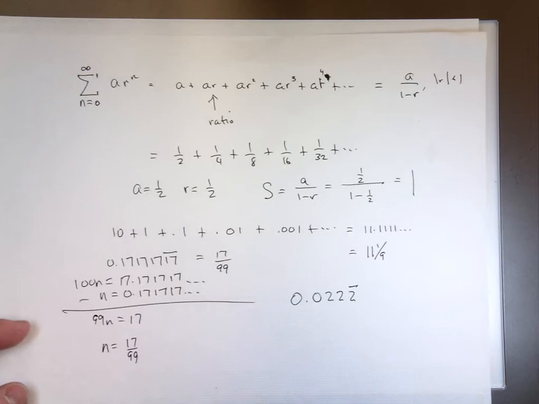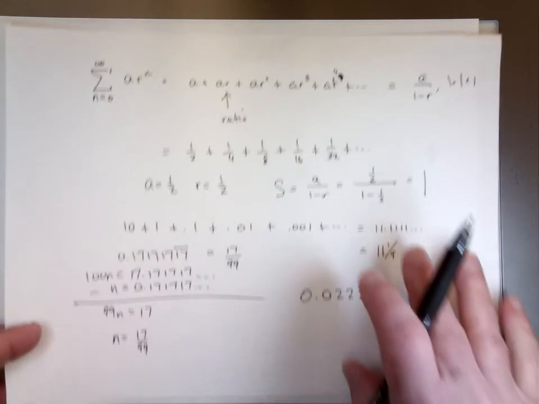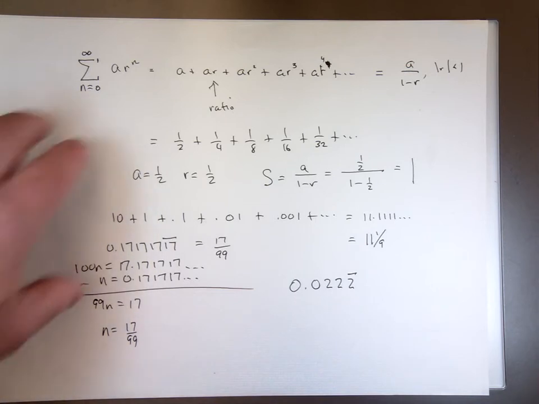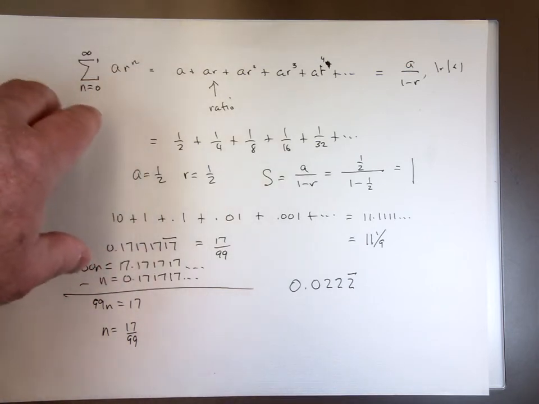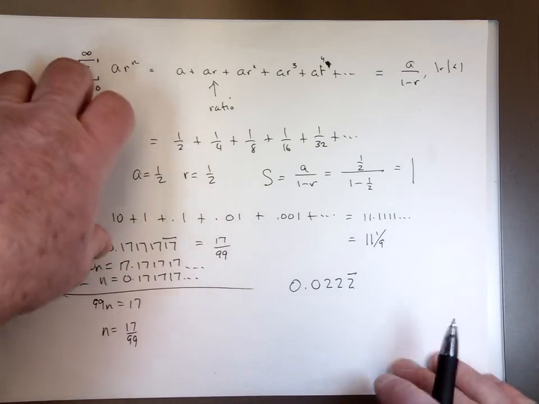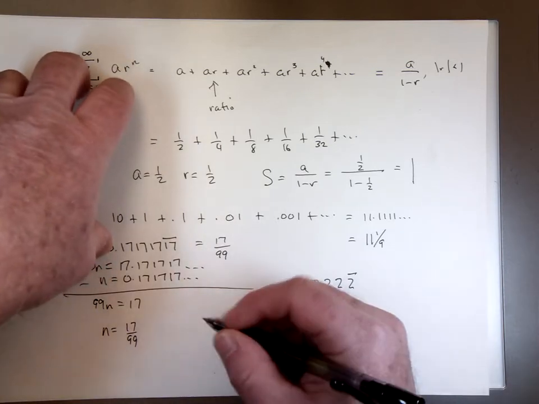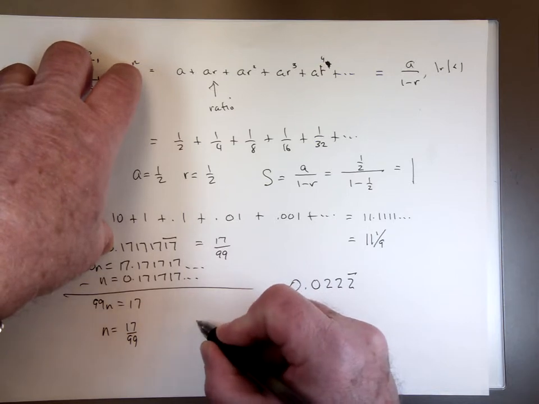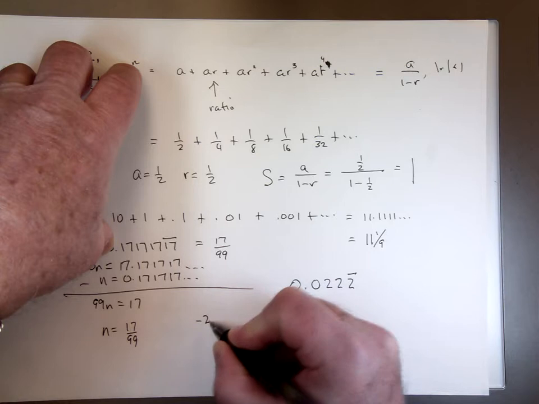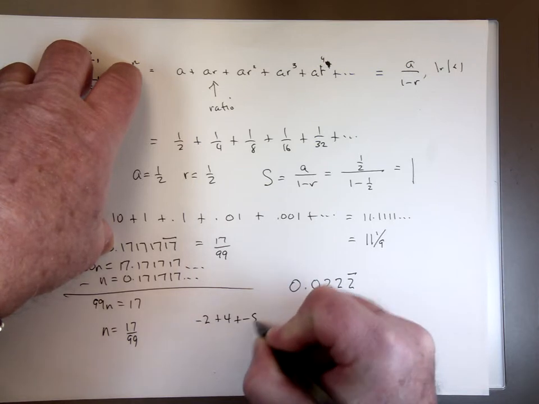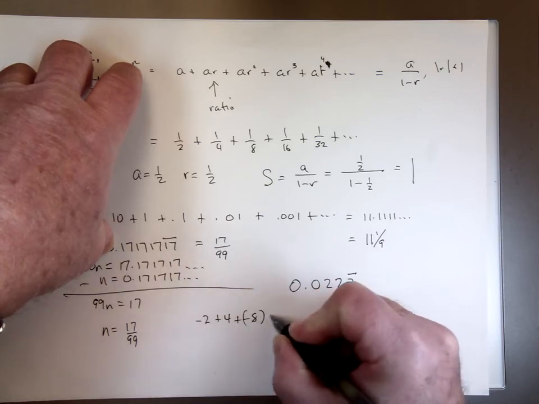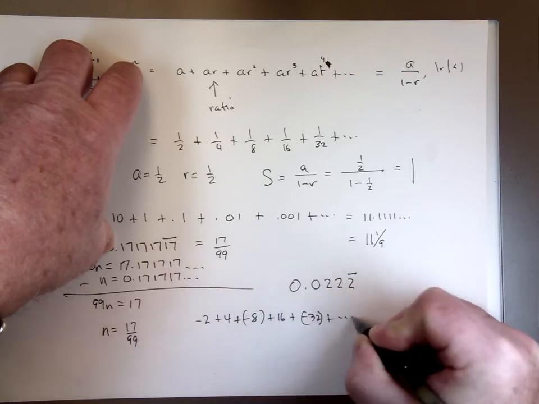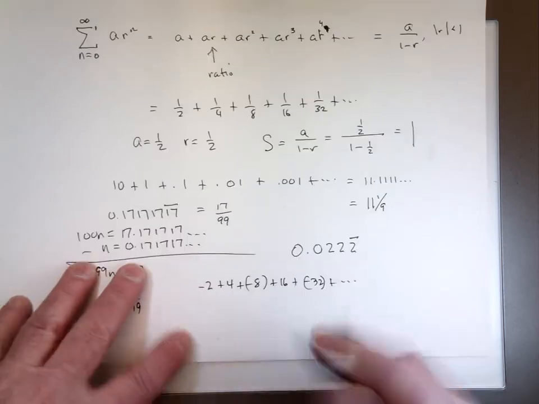Okay, one other thing I do want to mention about these series that they're going to give you. They're going to give you series like this, and they're going to ask you to come up with a formula for the nth term. So, for example, let's say you have -2 plus 4 plus -8 plus 16 plus -32 plus etc. And they want you to write it in sigma notation.